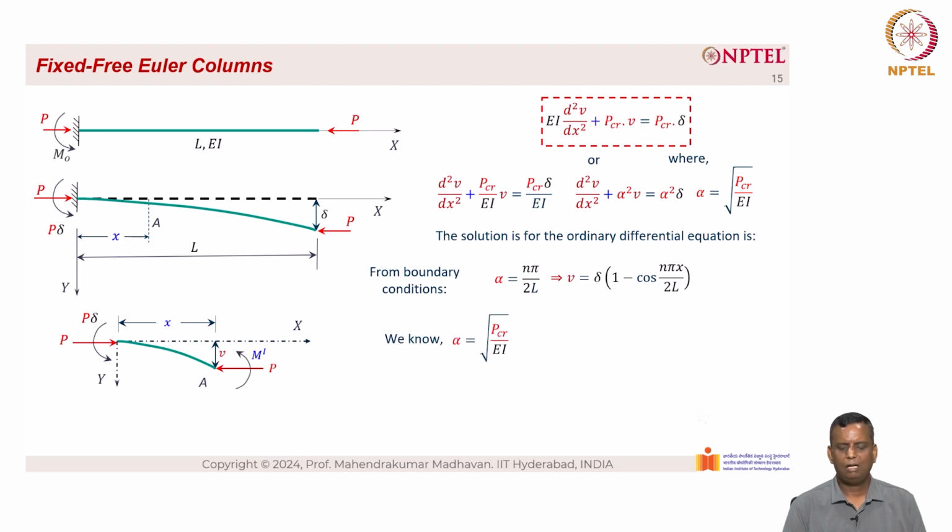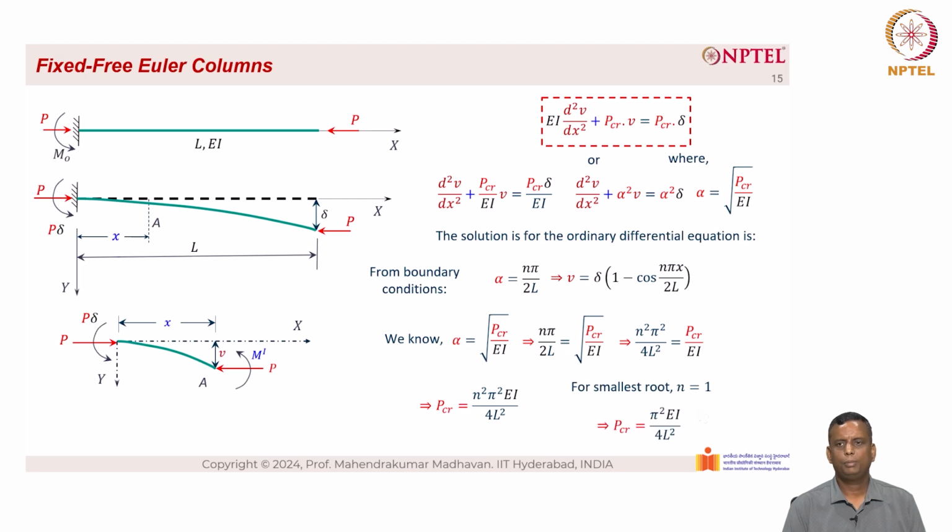We know alpha equal to root of P critical by EI. So n pi by 2L is equal to root of P critical by EI. When we square both sides, we have n square pi square by 4L square equal to P critical by EI. So P critical is given as n square pi square EI by 4L square. For the smallest root, n equal to 1, therefore P critical equal to pi square EI by 4L square.